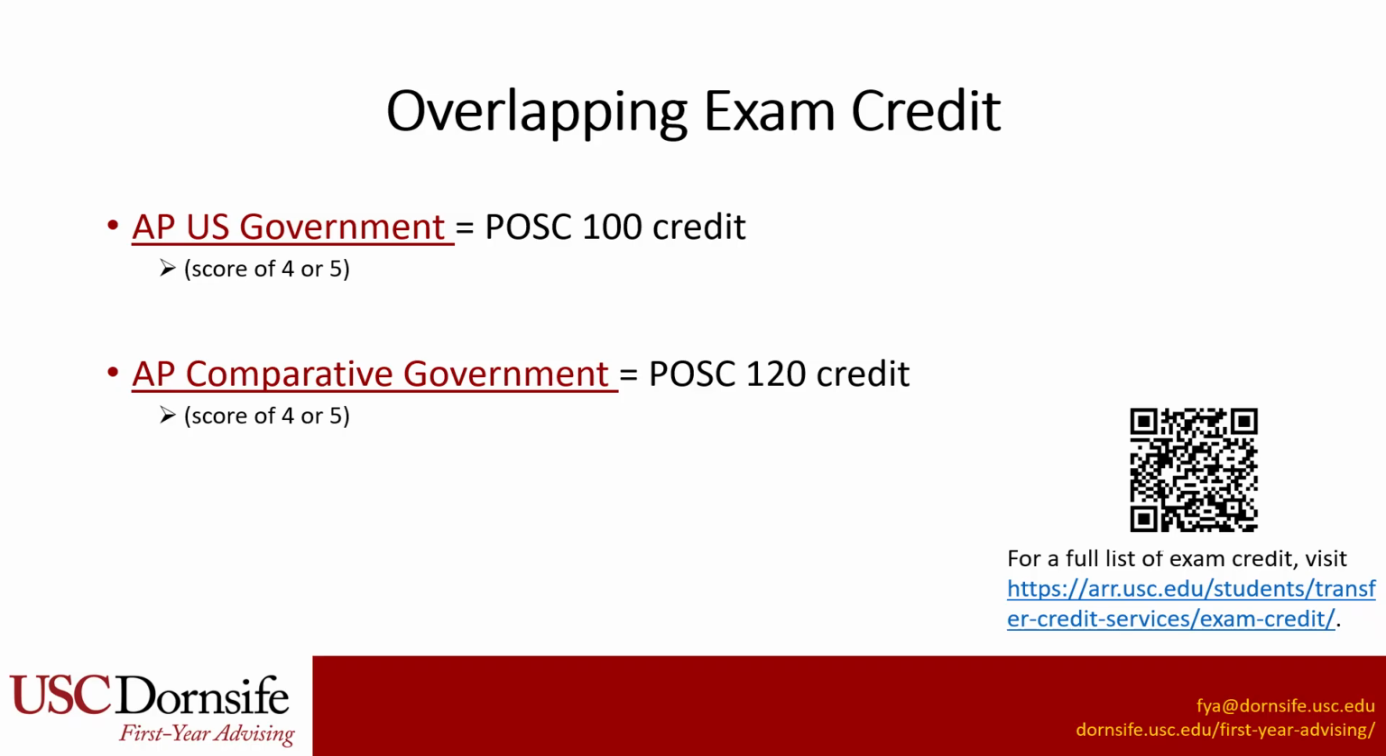So if you are bringing in both AP US Government and AP Comparative Government, then essentially you have already completed your 2 lower division classes required for the major. So you could potentially move on to an upper division class for your first semester.